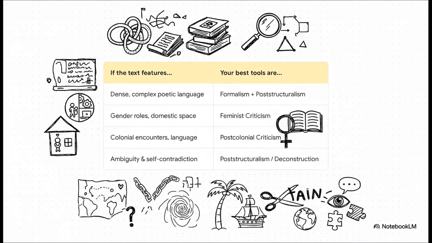And here's how you make that choice when the clock is ticking. Think of this as your diagnostic chart. Does the passage have really dense, tricky language? Grab your formalist and post-structuralist tools. Is it all about women in the home? Feminist criticism is your go-to. A clash of cultures? Post-colonialism, for sure. And if the text just seems to be arguing with itself, well, that is a perfect job for deconstruction.